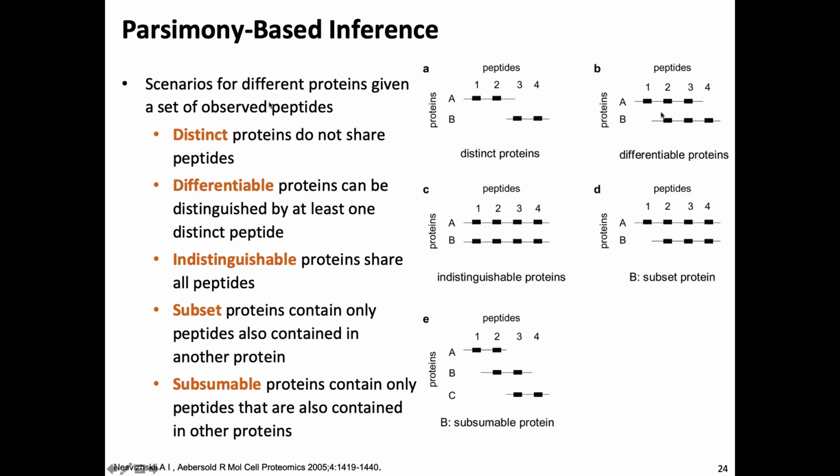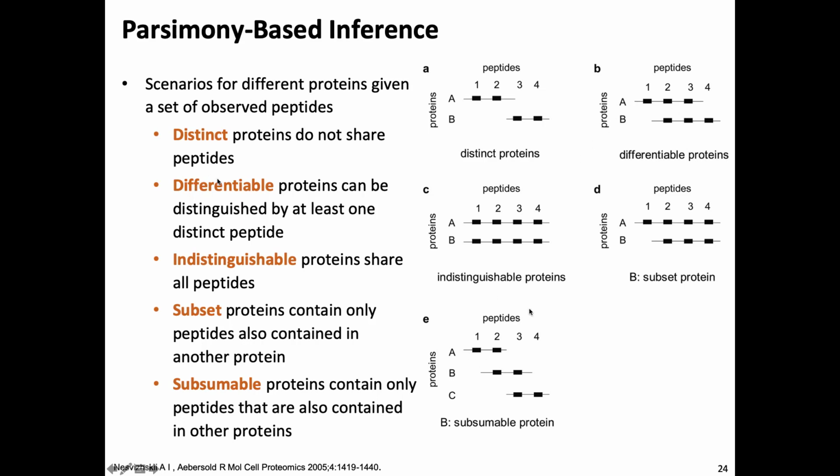It becomes a bit harder for proteins that share some peptides. Like in this case here, there are 4 peptides, and the middle ones are shared between proteins A and B. What can you do there? Well, you can still differentiate them, but only if you have the right evidence. If you see only 2 and 3, then there's no way that you can pull them apart.